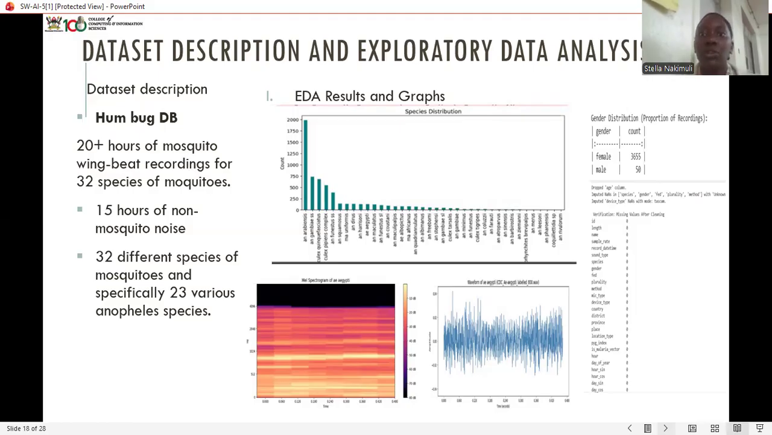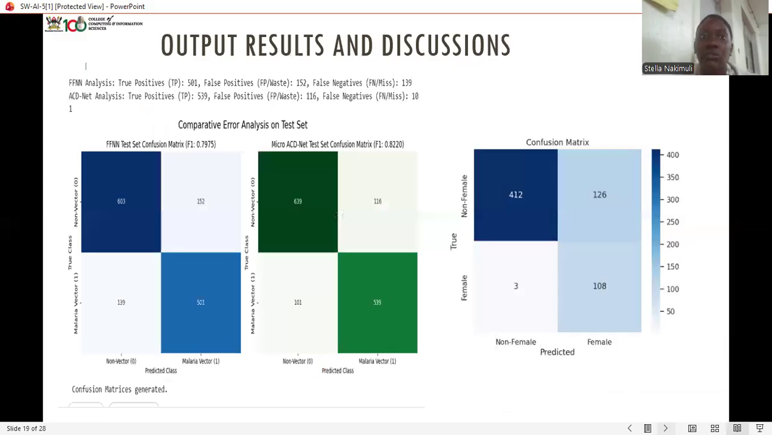So here we have some species distribution, we have the species, the Anopheles, the Culex, among others. We have some spectrograms here. We also have a waveform. These are all results obtained from our EDA implementation and the data, and then some gender distributions, and then some missing values, and how they were corrected. These are the results. Okay, moving on.